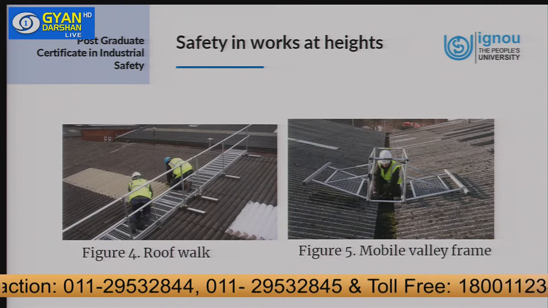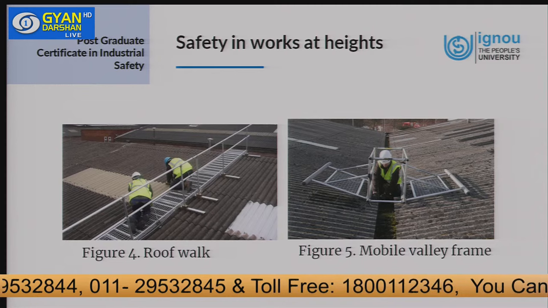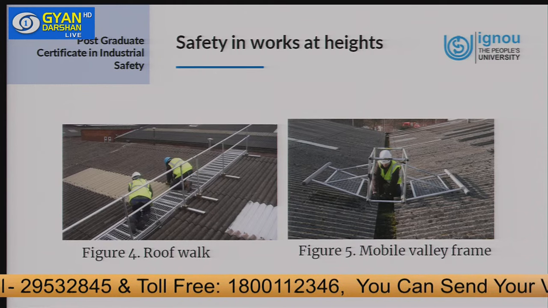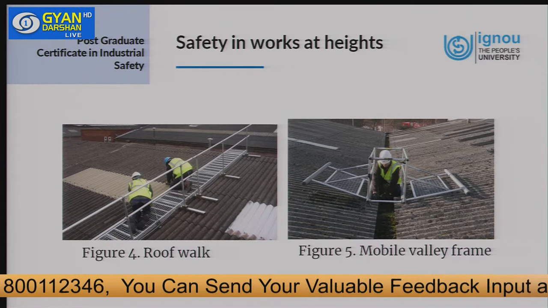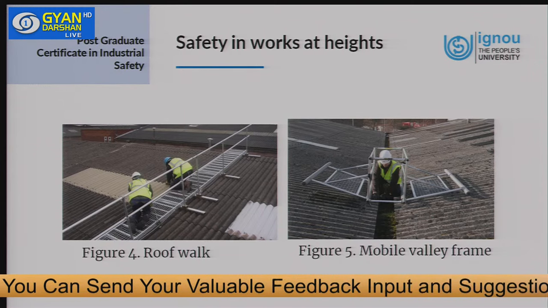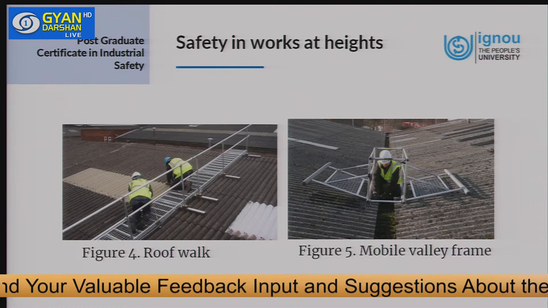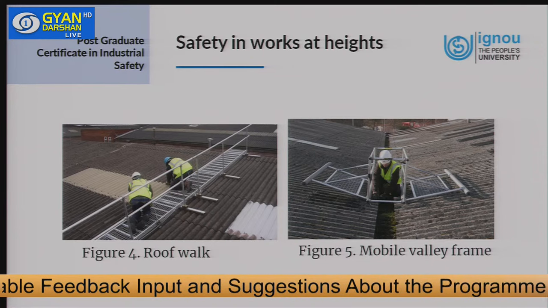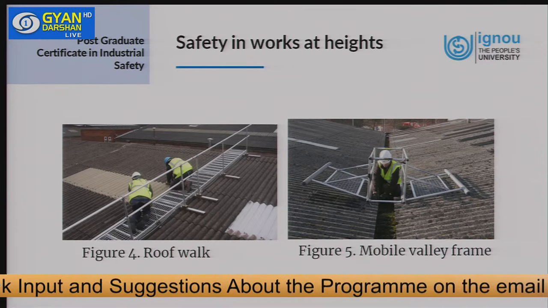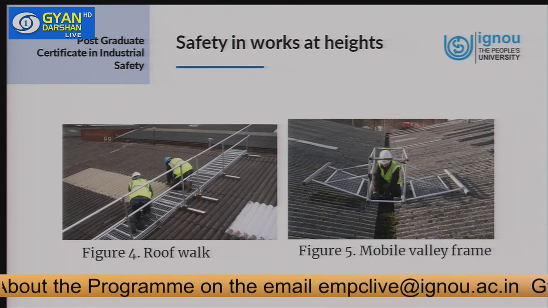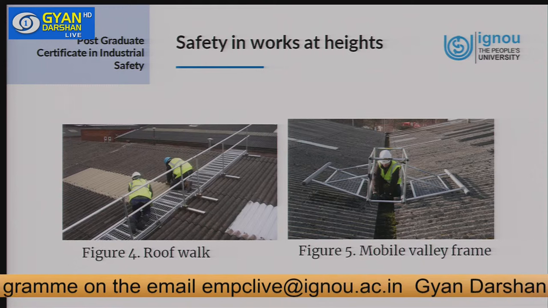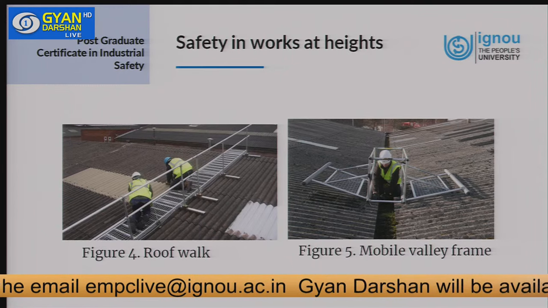One is the roof walk and the other is a mobile valley frame. The roof walk is like a ladder where the load is evenly distributed by the structure itself, by the equipment itself. So people can stand on it and move about along the roof without actually standing on the roof. And this is far safer than standing on the fragile roof. As you can see below, it's an asbestos sheet roof.